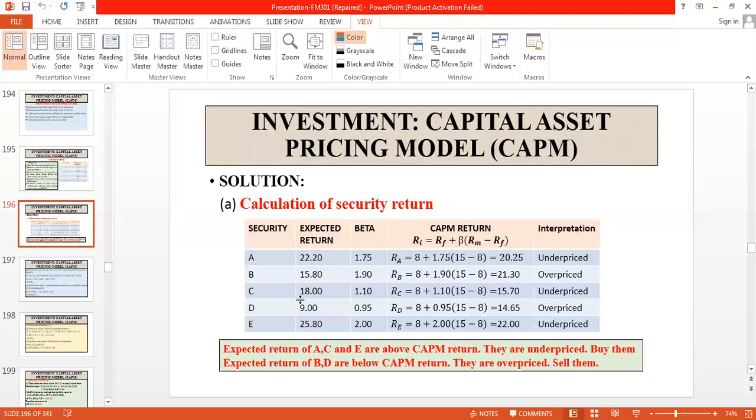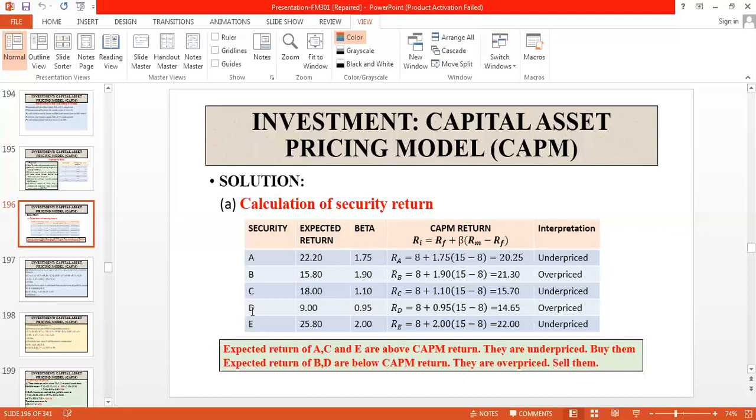Now for C, expected return 18, beta 1.10. So as per SML, my expectation is 15.70, but on the basis of performance in the market, it is providing better expected return. So it is lying above SML, it is underpriced. So immediately we will buy it to improve my portfolio position.